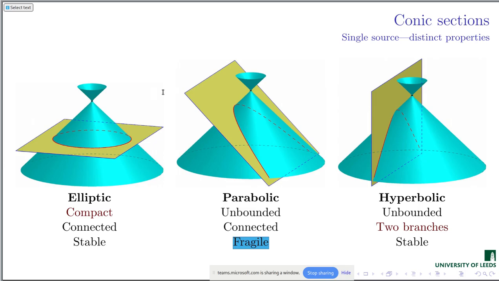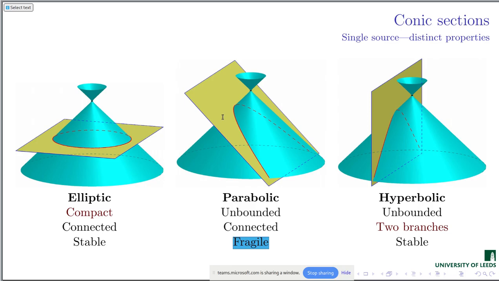So you need to have exactly a plane parallel to one of the generators. A small deviation on either side will transform your section either to elliptic or to hyperbolic. While the two other sections are a bit more stable, so you may slightly change the angle and the type of the section remains the same.